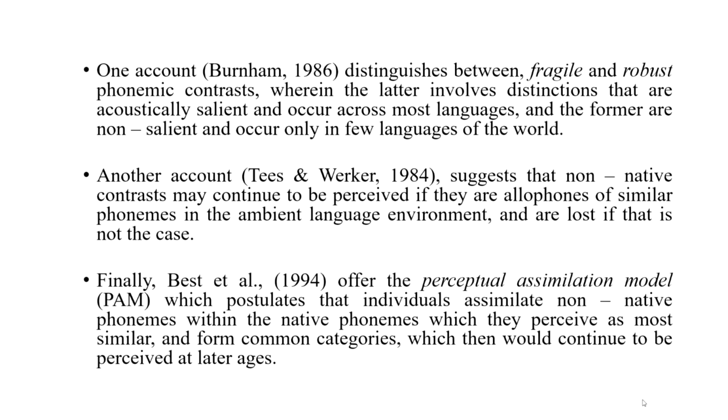Finally, Best and colleagues offer what is referred to as the perceptual assimilation model, which says that infants are capable of assimilating non-native phonemes with native phonemes. So while you may have native phonemic categories, let's say ba and pa, ta and da and so on, everything that is similar may be assimilated in the same way. Individuals might fuse non-native phonemes with the native phonemes they perceive as most similar, and therefore they would still continue to make these distinctions, and things that cannot be assimilated within the native phonemic scheme will be lost.